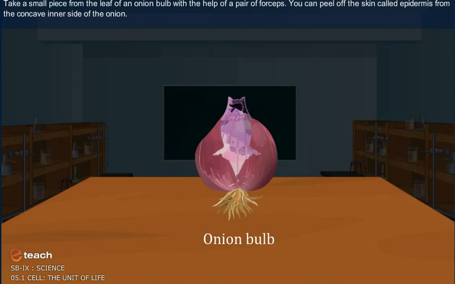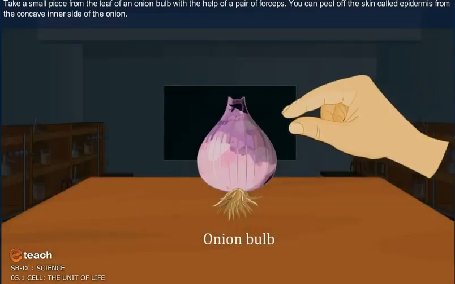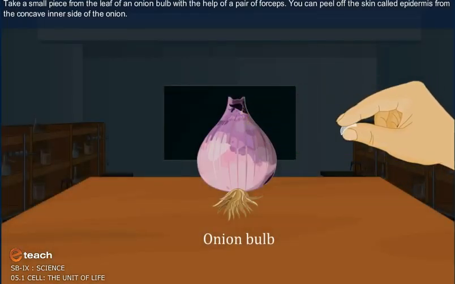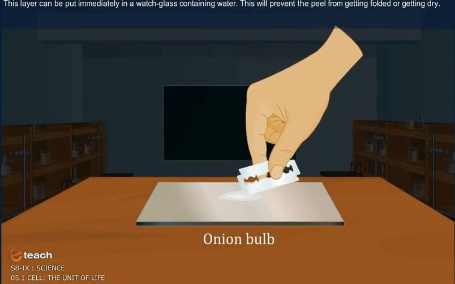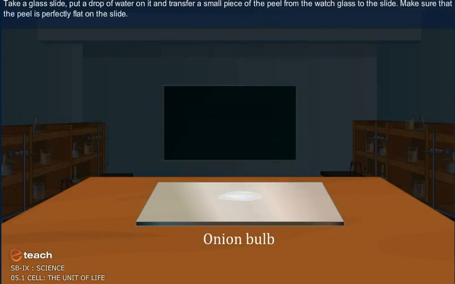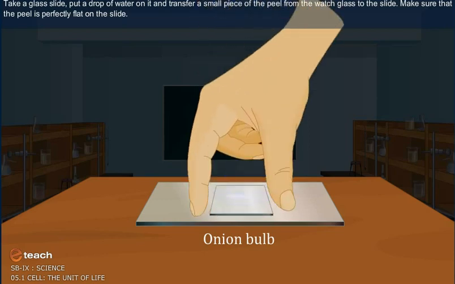Activity. Take a small piece from a leaf of an onion bulb with the help of a pair of forceps. You can peel off the skin called epidermis from the concave inner side of the onion. This layer can be put immediately in a watch glass containing water. This will prevent the peel from getting folded or getting dry. Take a glass slide, put a drop of water on it and transfer a small piece of the peel from the watch glass to the slide.